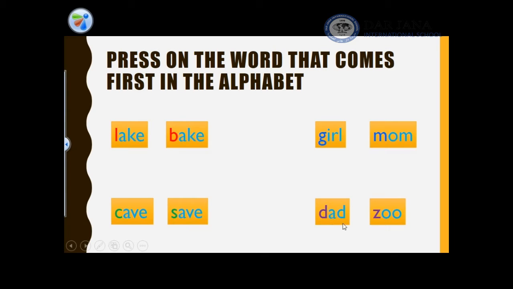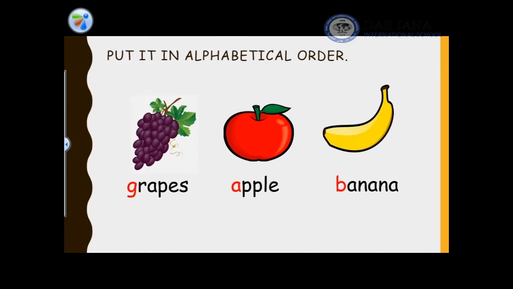Then we have dad and zoo. This one's very easy. Which one comes first? D or the Z? That's right, D. So D for dad and Z for zoo. That comes first. Let's take a look at more practice. Let's put these in alphabetical order.